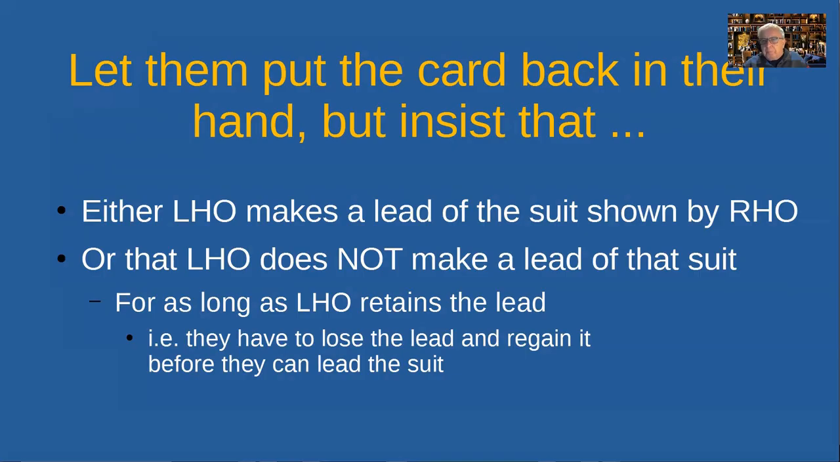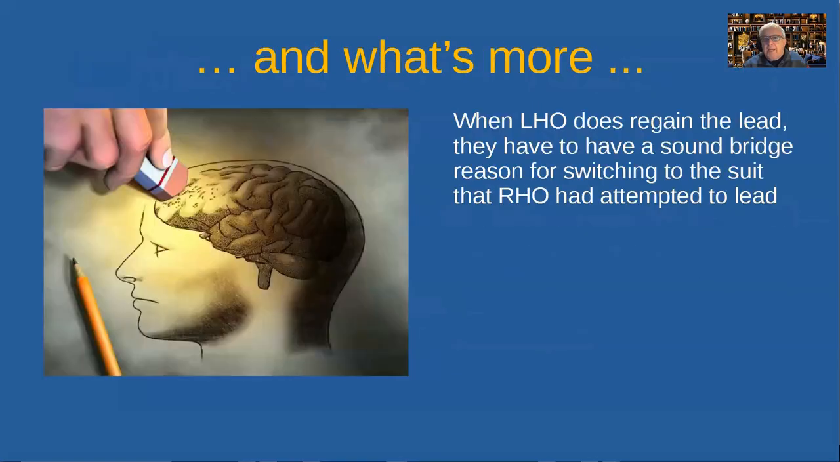And what's more, they can't just do it willy-nilly later on. This is where the memory eraser comes in. When it comes back to them and they do regain the lead, they've got to have a proper reason, a proper bridge reason that anybody playing that hand would have for switching to the suit that they'd been told they couldn't lead. And that's where the memory eraser comes in. It's the closest we can get to ensuring they can't just do it on the basis that they knew their partner wanted to have the clubs led. They've got to have a reason that anybody playing the hand would be able to work out at that point.